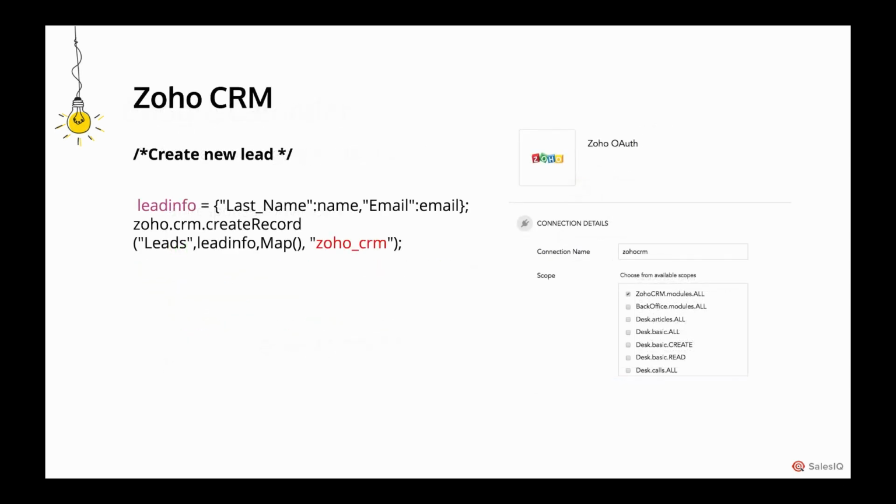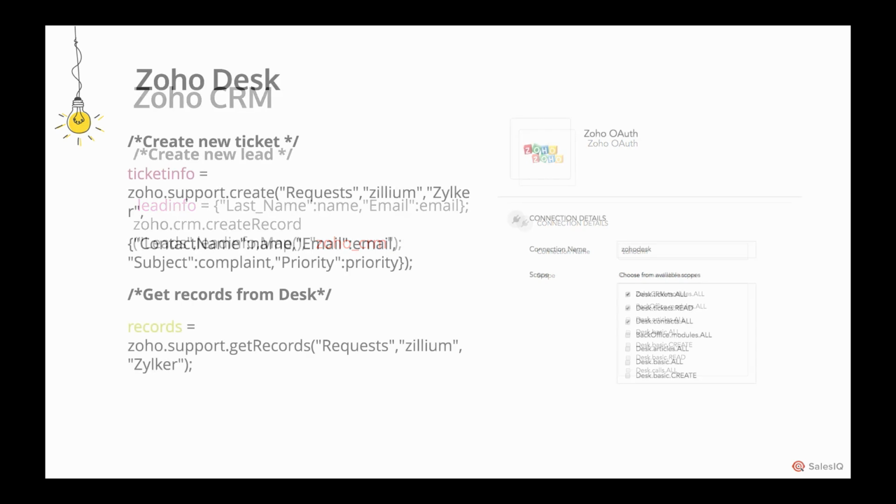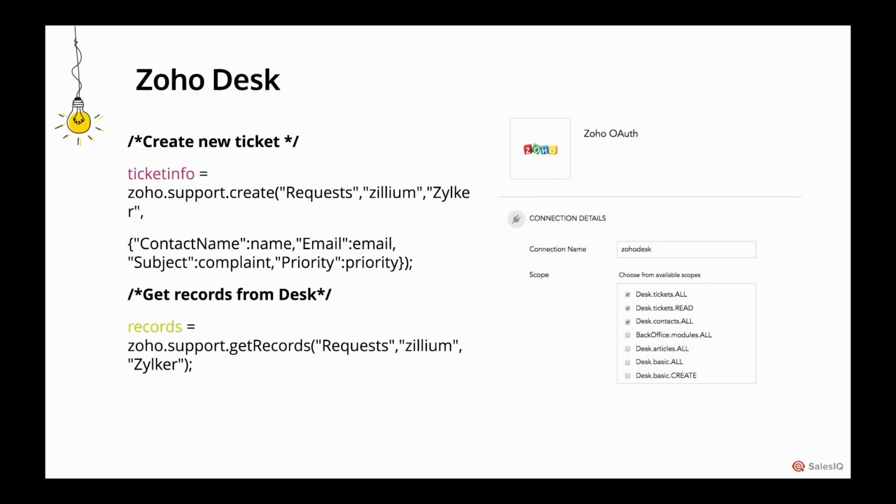This is another example, an API to create a record inside Zoho CRM. And this is another one to create a new ticket inside Zoho Desk. So you can just use zoho.support.create. And in order to get records, you can just use zoho.support.getRecords.